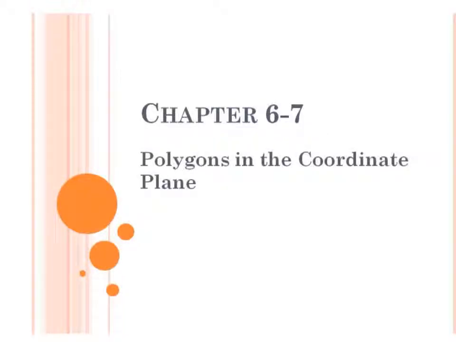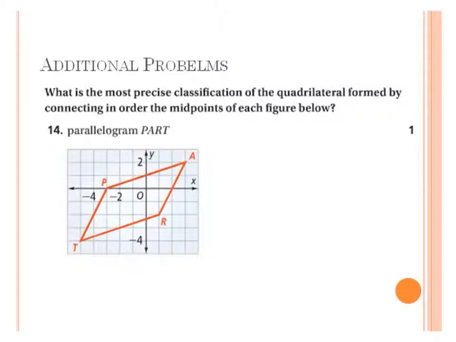Chapter 6-7, Polygons in the Coordinate Plane. Let's go on to this one. What is the most precise classification of the quadrilateral formed by connecting in order the midpoints of each of the figures?